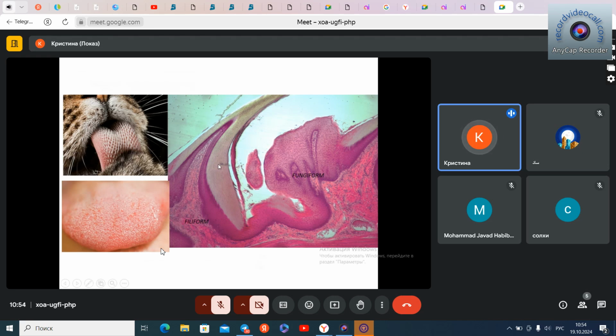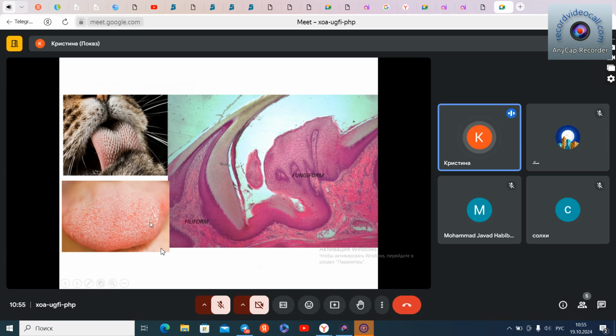This is our histological preparation showing filiform and fungiform papillae. Our histological preparation is the section of the cat's tongue, and cats have very long and very hard filiform papillae. We can see them here. They help cats to remove meat from the bones when the cats eat their prey.